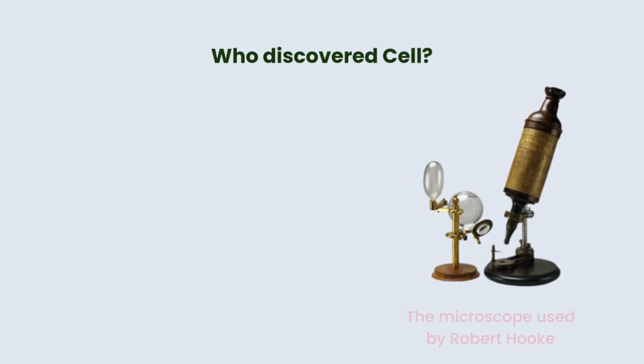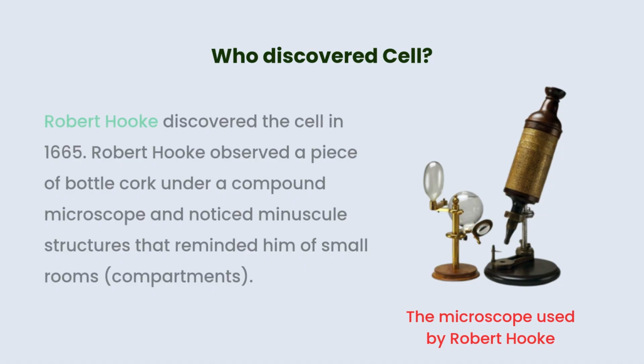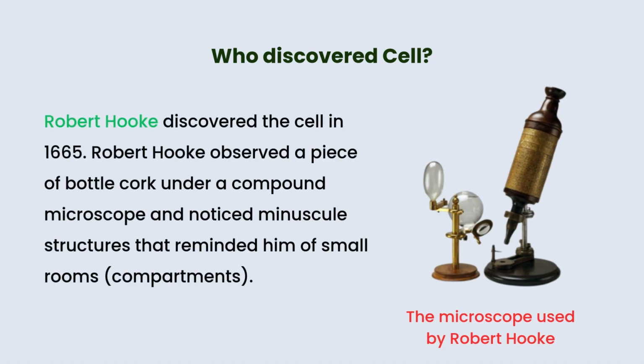Okay, let's go to our second subtopic. Who discovered the cell? Robert Hooke discovered the cell in 1665. Robert Hooke observed a piece of bottle cork under a compound microscope, and he noticed minuscule structures that reminded him of small rooms, like compartments.